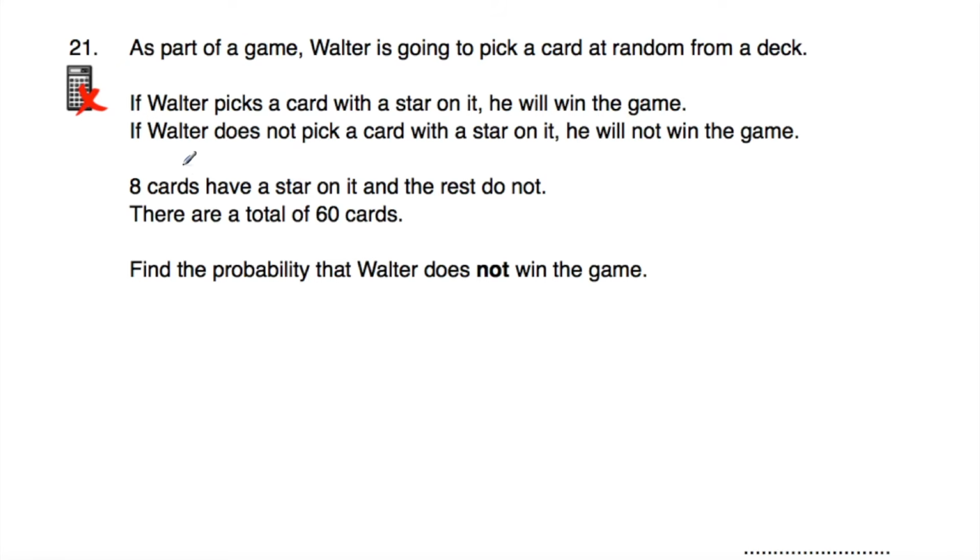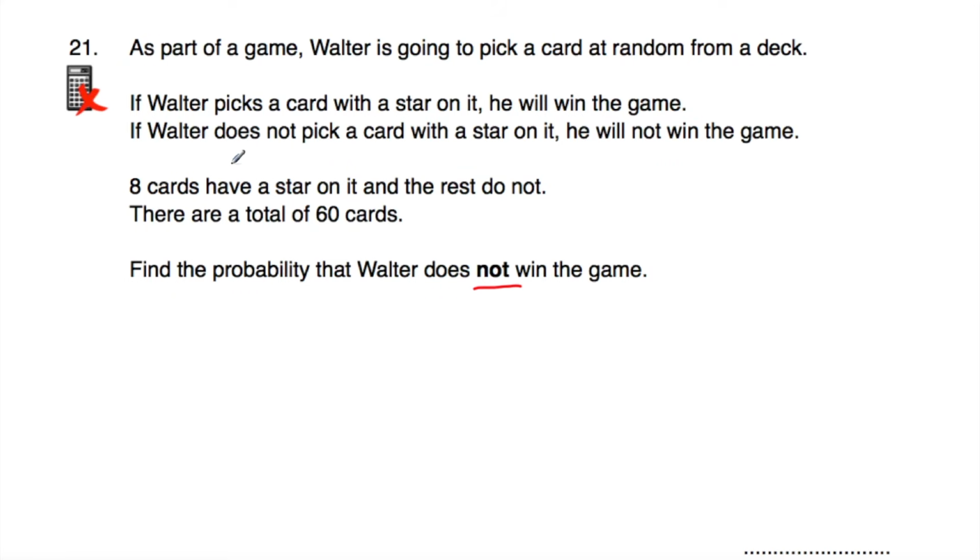And we're told that there's 8 cards that have stars on it, and the rest do not. And we're told there's a total of 60 cards. And the question says, find the probability that Walter does not win the game. So in other words, because he's picking a card at random from this deck of 60 cards and he doesn't win the game, that means we're looking for a card that does not have a star on it. Because if he picks one with a star, he wins the game, and if he picks one without a star on it, then he doesn't win the game.